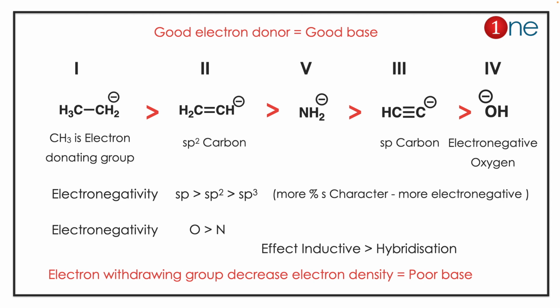Here you have to know the fact that the effect of hybridization is lesser than the inductive effect. So the order will be from inductive effect to hybridization. The concept you have to learn here is that an electron withdrawing group decreases the electron density and creates a poor base.